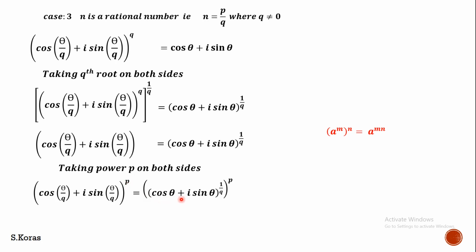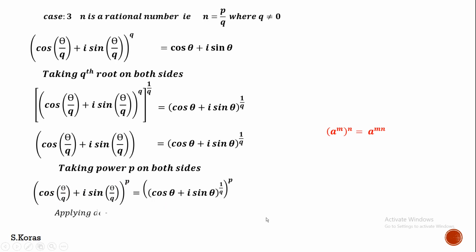Here (cos theta + i sin theta) the whole power 1 by q, the whole power p. Again, if we apply the same formula, the power should be multiplied. Moreover, this p is an integer. So we can bring this inside, because according to case 1 and case 2, if it is in the form (cos theta + i sin theta) the whole power n, we can make it as cos n theta + i sin n theta. Since the power is an integer, we can bring it inside.